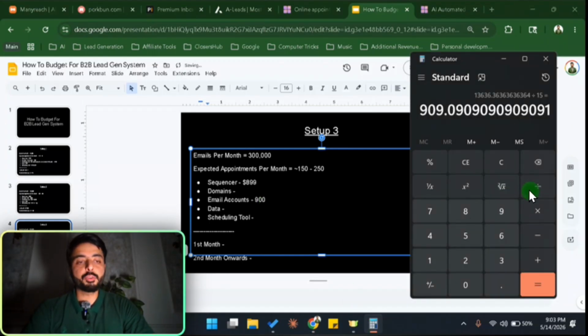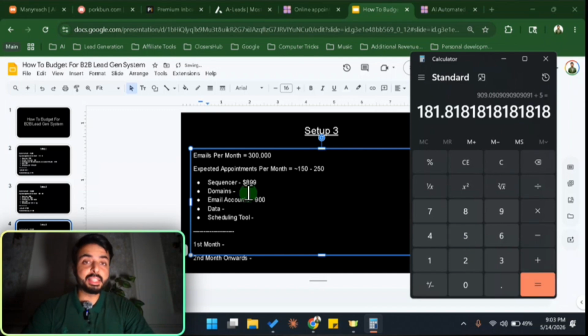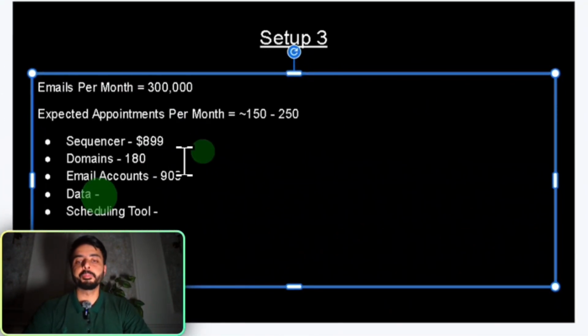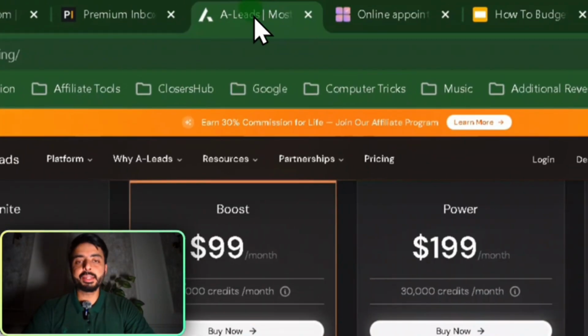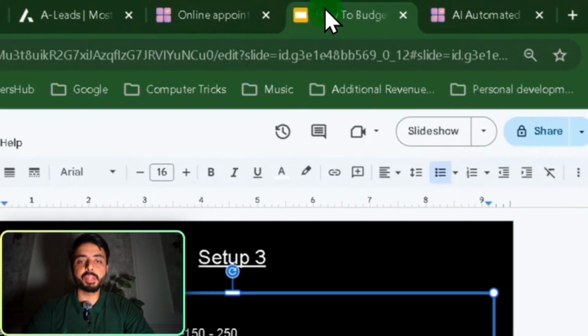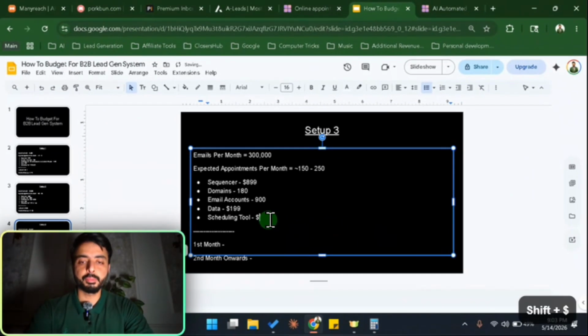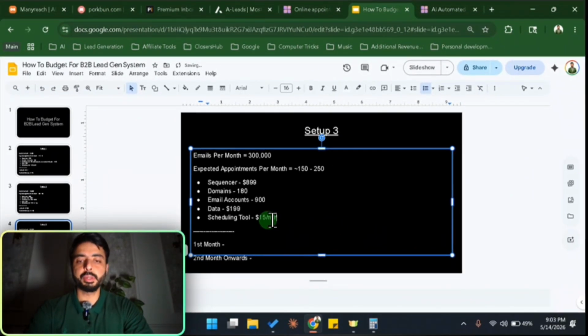Now we'll divide 900 further by 5 because each domain can only have 5 email accounts. So you're going to need 180 domains. In terms of data, you're going to need this plan, which is $199. And scheduling tool, again, $15 per month per rep.